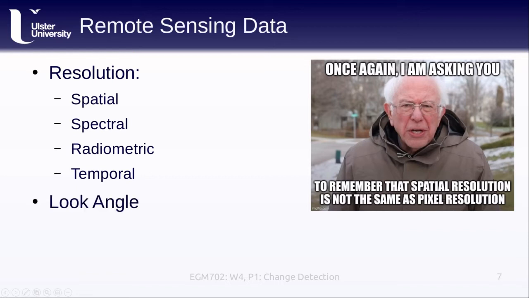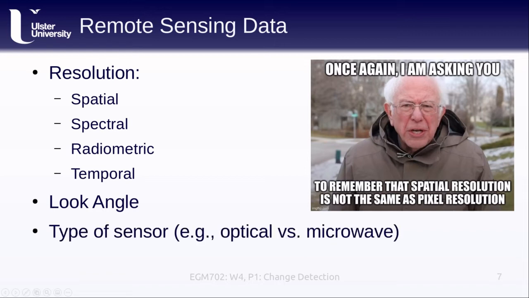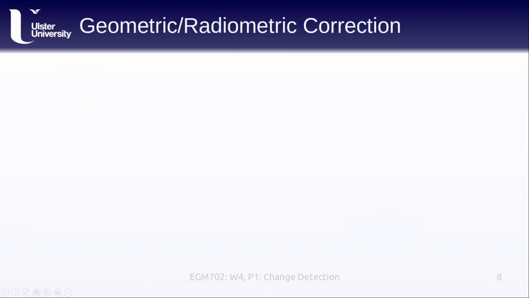We also need to think about the look angle of our sensor, because as our sensor is acquiring data, if the look angles are different, then we might need to take that into account when we are doing our processing. And finally, we might need to think about the type of sensor that we're working with. So for example, if we're primarily looking at optical data or microwave data, or if we're trying to somehow compare the two or combine the two somehow, these are things that we need to think about.